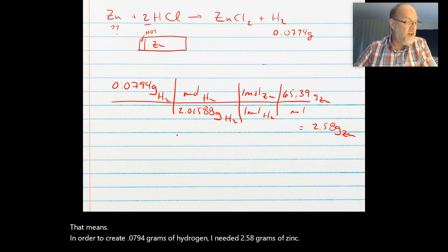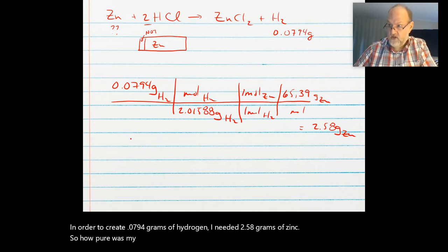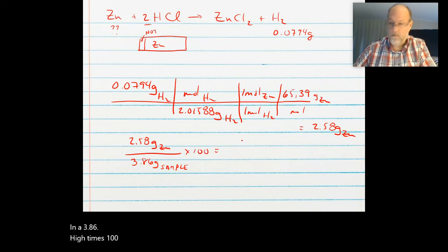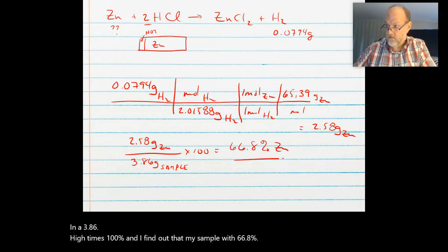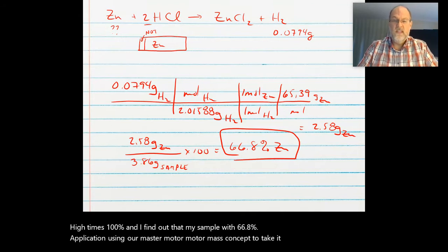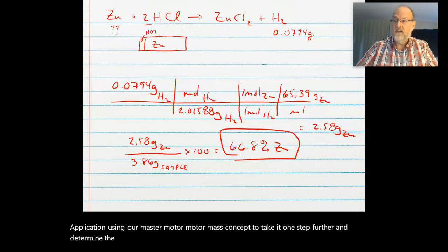So how pure was my sample? Well, I had 2.58 grams of zinc in a 3.86 gram sample. I times 100 to give me a percent, and I find out that my sample was 66.8% zinc. Application: using our mass to mole to mass concept to take it one step further and determine the percent of zinc in the sample. Okay, example number 2.